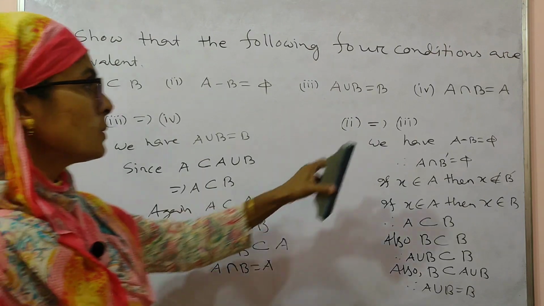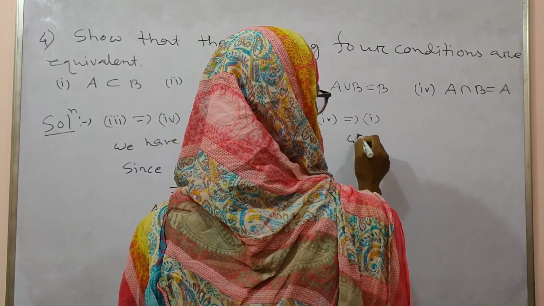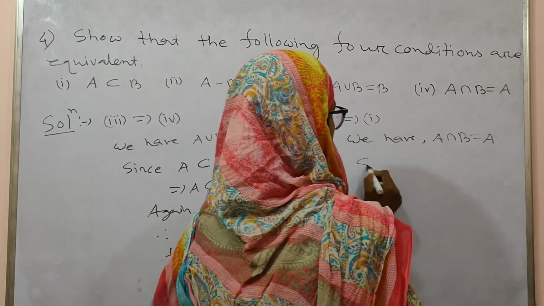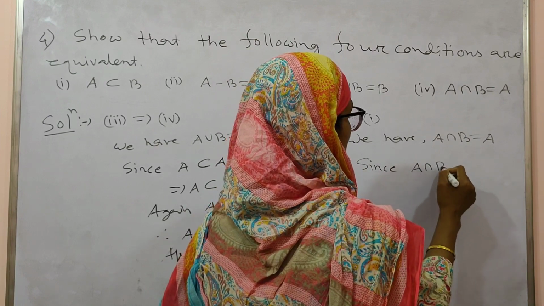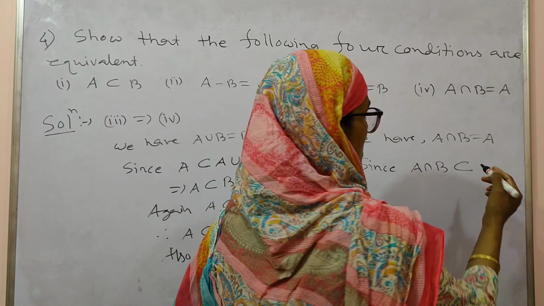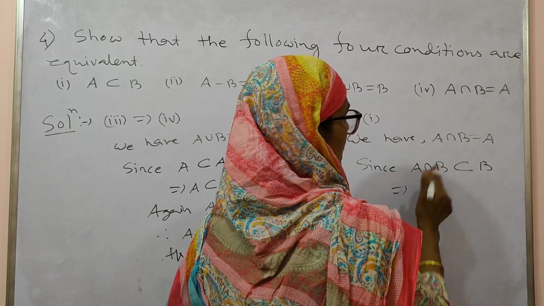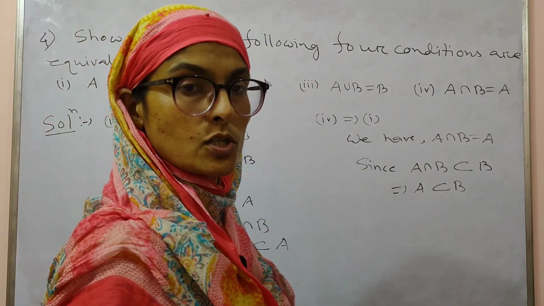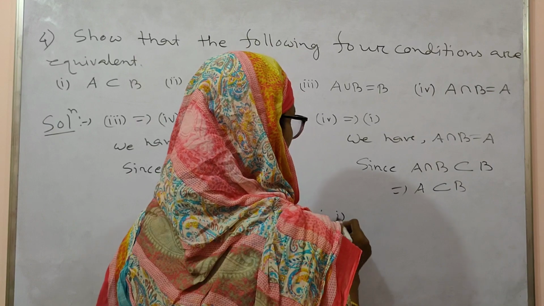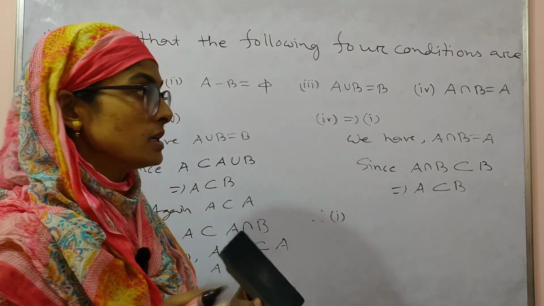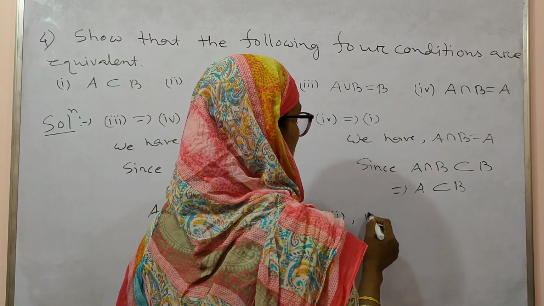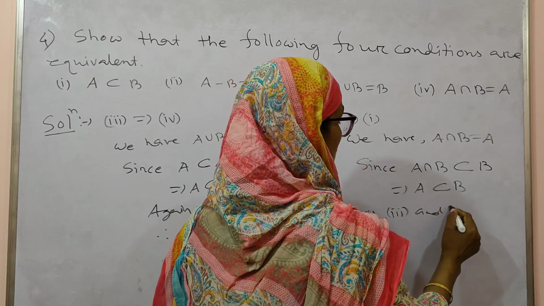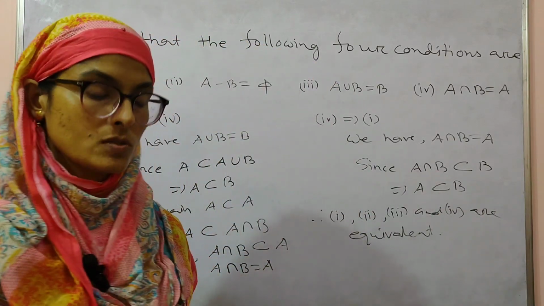So now you have to prove 4 implies 1. We have A intersection B equals A. Since A intersection B is a subset of A, also of B, and A intersection B means A, you can write A is a subset of B. Here number 1 is A is a subset of B. Therefore, you can write 1, 2, 3 and 4 are all equivalent. You can write the notes.